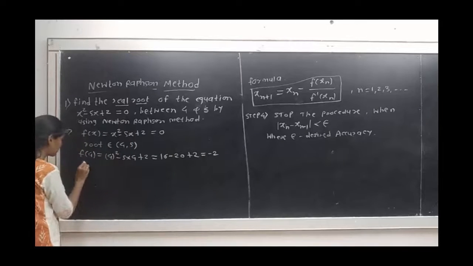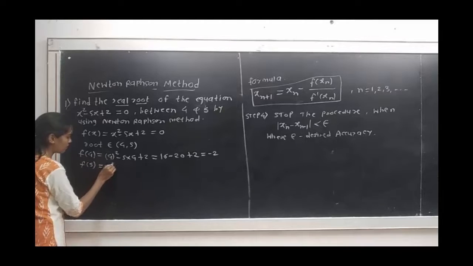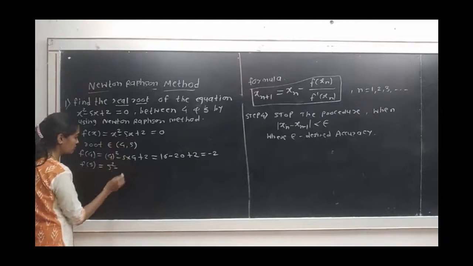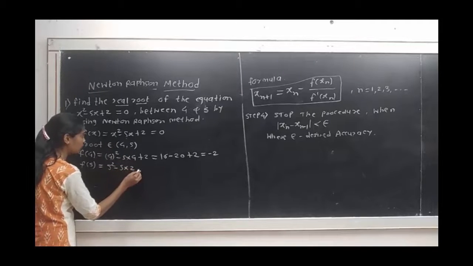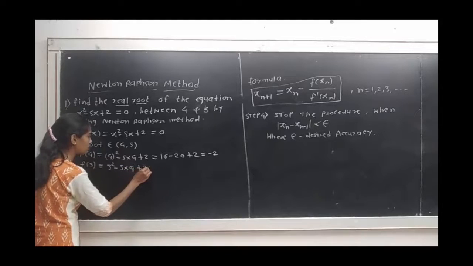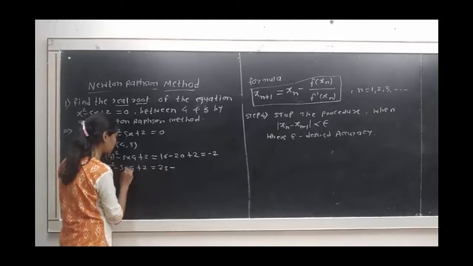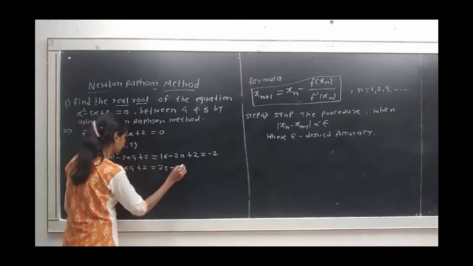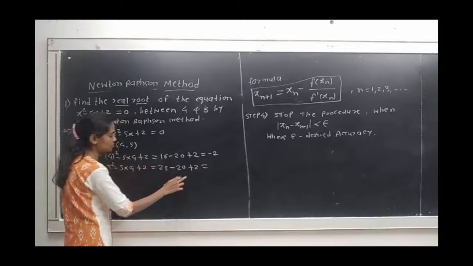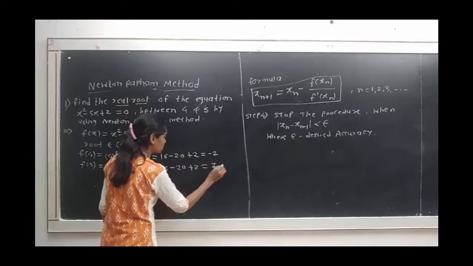Then we find the value of f of 5. We have to put this 5 in this equation: 5 square minus 5 into 5 plus 2, which is equal to 25 minus 25 plus 2. 25 plus 2 is 27, and 27 minus 20 will be 7.